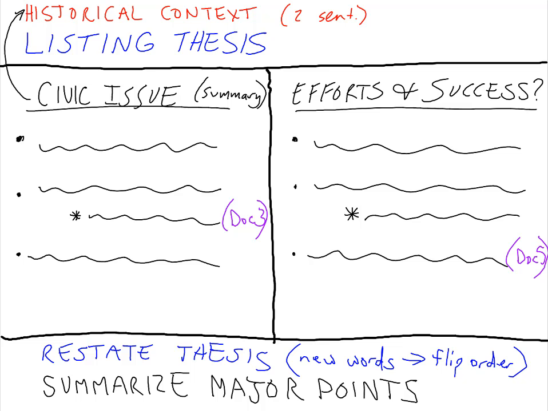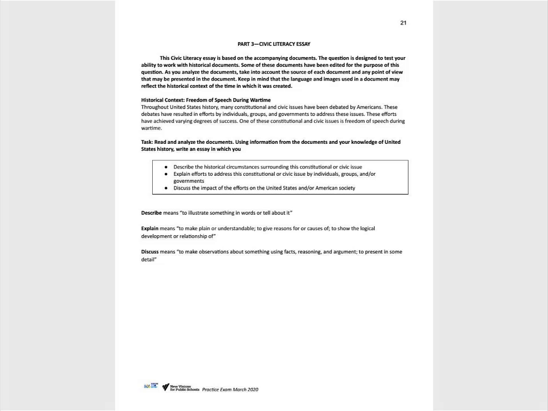Now, to go into a specific example of the civic literacy essay, we can look at this sample from the practice exam that I gave you in class. So this assignment page, and I've pointed this out before in class, you can see here that the topic is freedom of speech during wartime. And many constitutional and civic issues have been debated by Americans. One of these constitutional and civic issues is freedom of speech during wartime. So that is the only thing that is going to look any different.